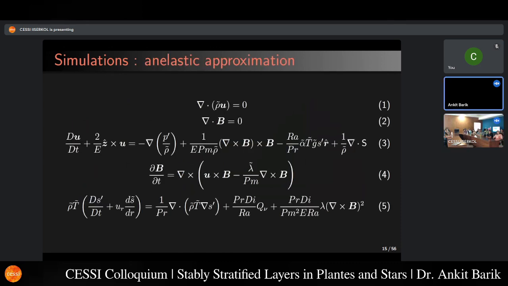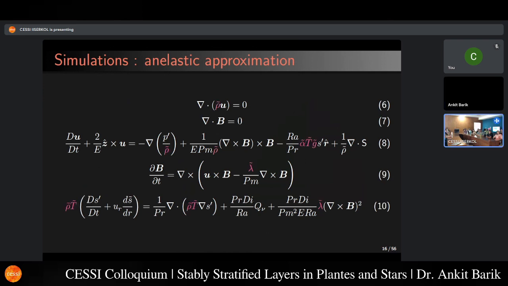So the set of equations look like that. All these quantities with the tilde on top, which are colored right here, all have 1D fixed profiles throughout the simulation. So rho is density, T is the temperature, g is gravity, lambda is magnetic diffusivity. And these 1D models can be obtained either from thermal evolution models or from ab initio calculations, hybrid experiments, and so on.